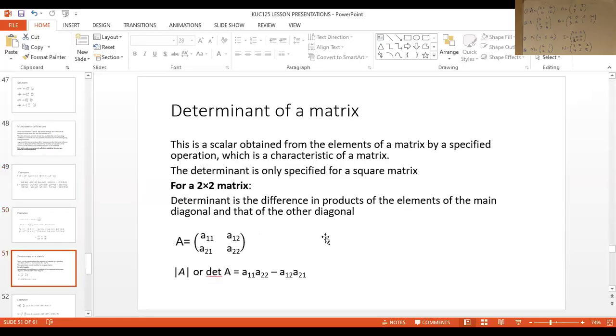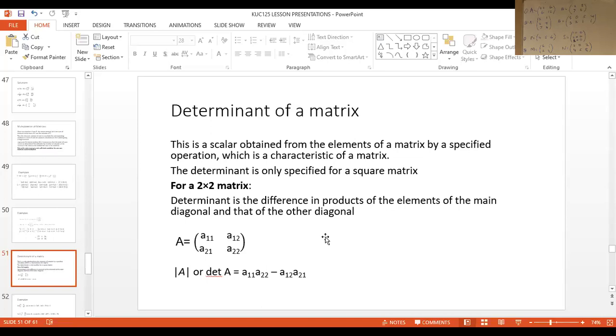Good, you can work out that later. Let us now look at the last concept, then we wind up. We wish to look at what we call the determinant of a matrix. And when we talk about determinant, this is nothing other than a scalar that is obtained from the product difference in the matrix, those of the main diagonal and those of the other diagonal, if it is for a 2 by 2 matrix.